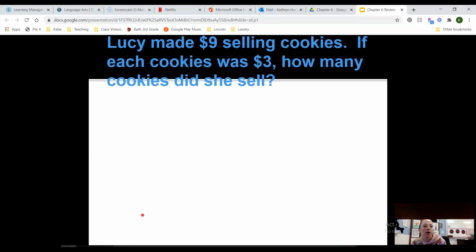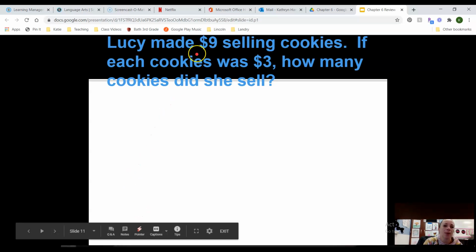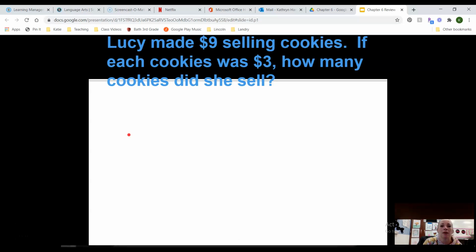Lucy made $9 selling cookies. If each cookie was $3, how many cookies did she sell? Let's pull our numbers. Please write 9 and 3 on your board or your scrap piece of paper. Now let's look for keywords. Please notice that this is a comma. It is not a period. Therefore, each is a keyword. Because each is in the last sentence, this is not a period. So each always means division.